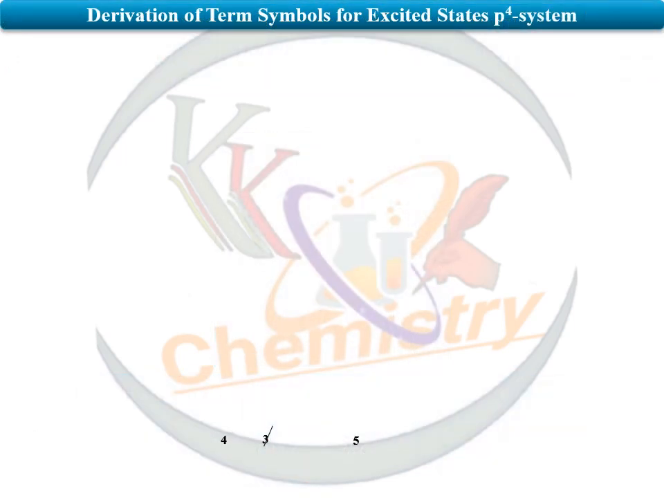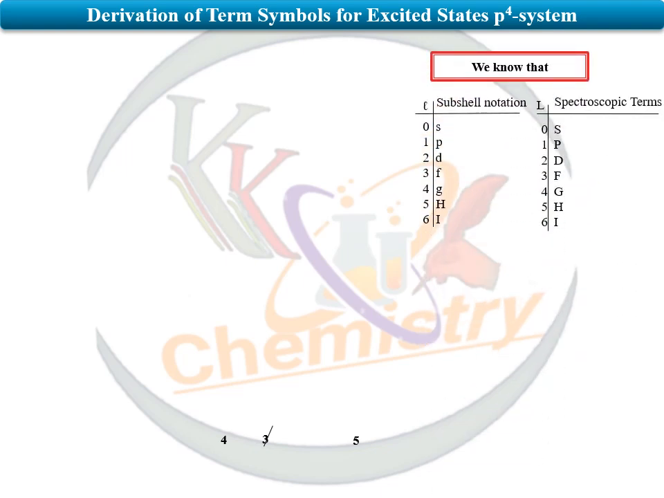Okay, here we are going to discuss excited state term symbol for p4 system. You know that when the subshell is s, the azimuthal quantum number will be 0, and when the azimuthal quantum number is 1, the subshell notation will be p, etc. Here, if the capital L is 0, the spectroscopic term will be S, and so on.